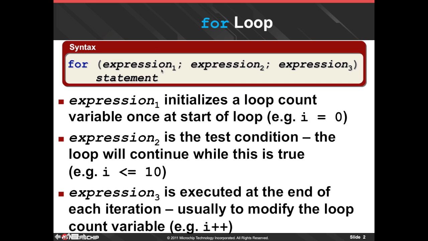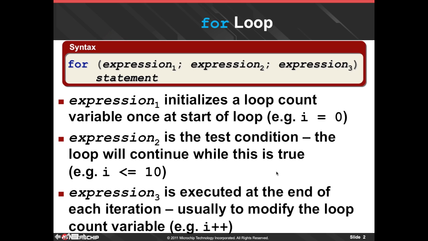We use three different expressions as part of that for loop, and you can see here that expression 1 is responsible for initializing that loop count variable. In this example, we've assigned I to be a value of 0. The second expression is our conditional expression, which tests that loop to see if it's true or false. So this expression will evaluate a Boolean value of true or false here. In this case, is I less than or equal to 10? Well, it's got to be true or it's got to be false.